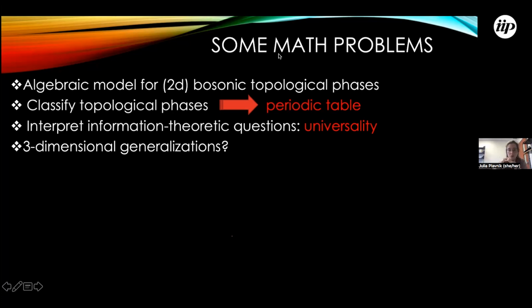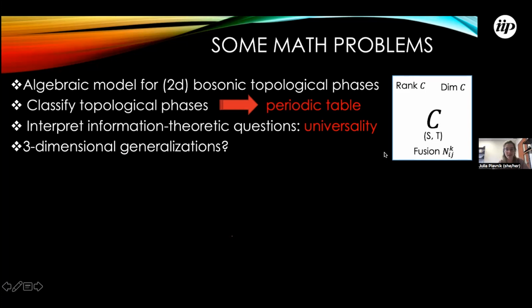So one of the questions we care about is: what could be an algebraic model for 2D bosonic topological phases? And the answer is these modular categories, or this TQFT. The other is classification, which is a little bit harder. We want something like a periodic table. So, right, you have an element in nature, you would like to say some things. For example, the number of simples, the dimension, the S and the T, the fusion.